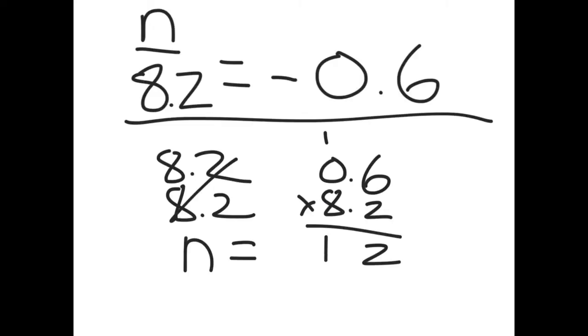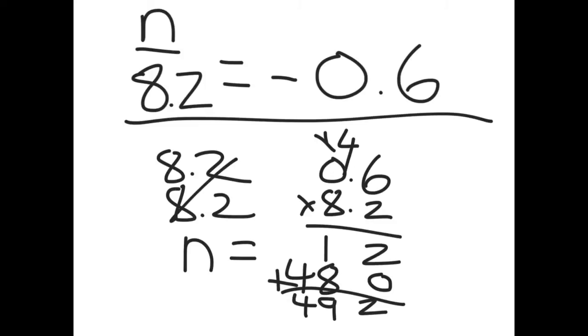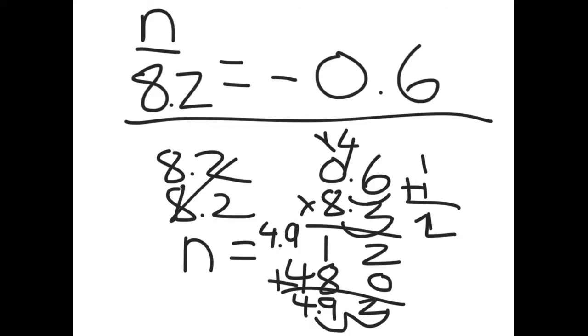So this should be 1, and then this is 0. You add it as a placeholder. And then you just add like normal. And you add it up. And then you move it 2 times to the right, because 1 plus 1 equals 2. And then you should get n equals 4.92.